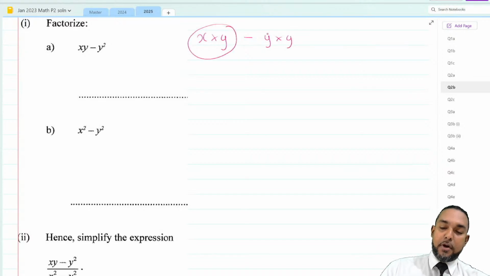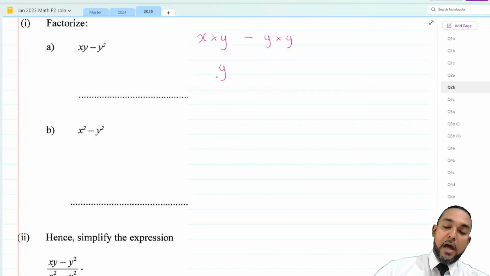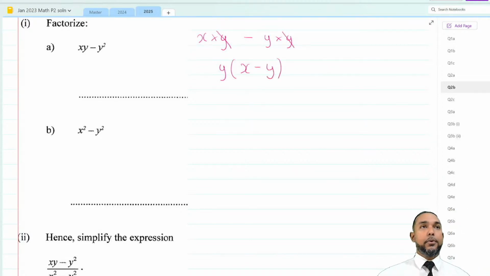So between this product and this product, are there any common factors? Because I want to know. Right. So y. And when you pull out the y, you're left with x minus y. We okay with that? Okay. Correct? Right.